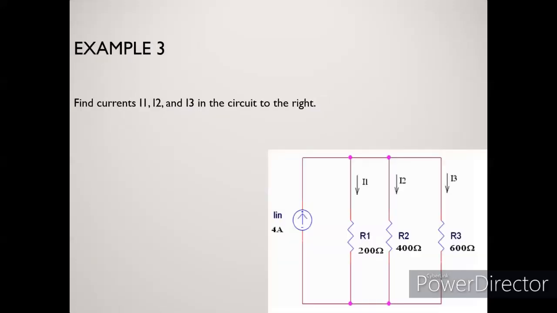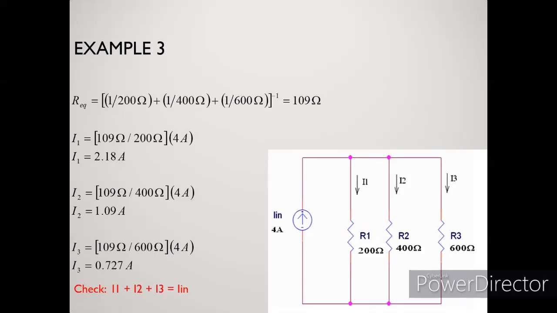Alright, so if you take a look at example 3, we must find the currents I1, I2 and I3 in the circuit to the right. So first of all, we must get our R equivalent, our total R. Since we already know R1 is 200 ohms, R2 is 400 ohms, R3 is 600 ohms, we can calculate it: (1/200 + 1/400 + 1/600) to the power of -1, which is the inverse, we get 109 ohms.